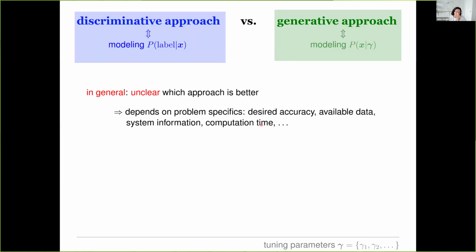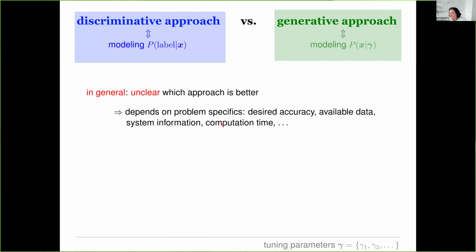So now we have seen these two approaches. One is this discriminative approach, where we model P of label given X directly. And one is the generative approach, where we model P of X given gamma. And these are two distinct approaches. And in general, it's unclear which approach is better in terms of efficiency. And this depends on the problem specifics.